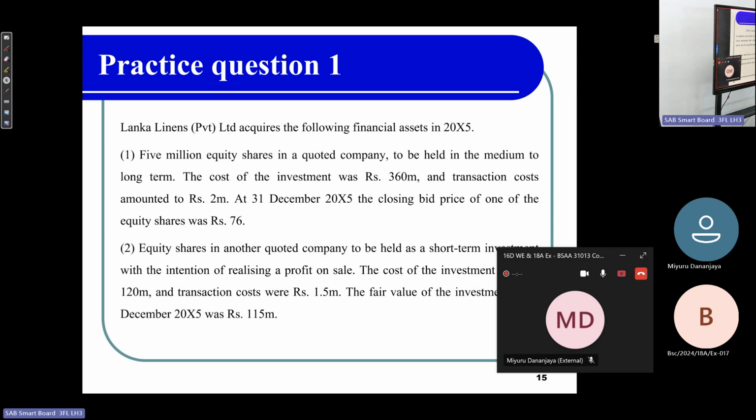Subsequent measurement. What is the fair value? 76 into 5 million. Exactly 76 into 5 million here. 382 then. Balance carrying forward. What would be the closing balance at the end of subsequent measurement? 380 million.